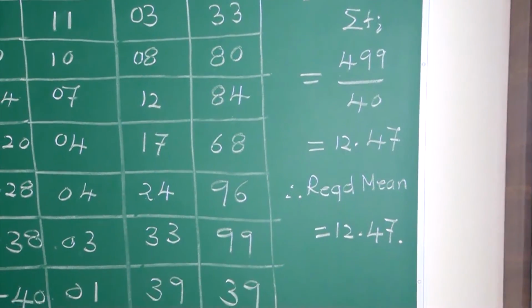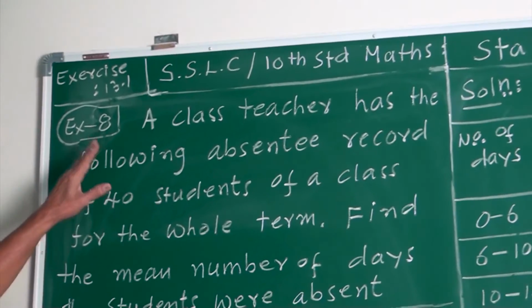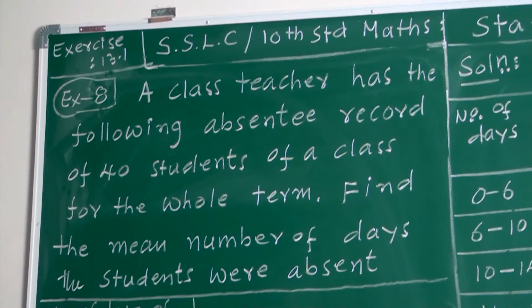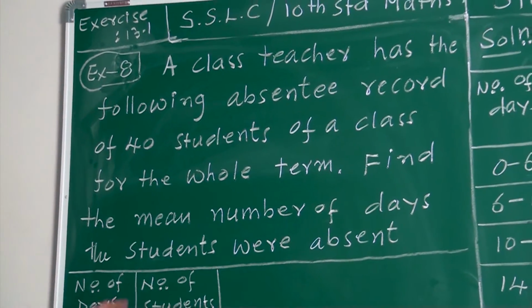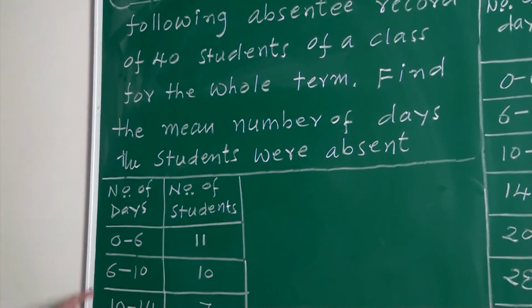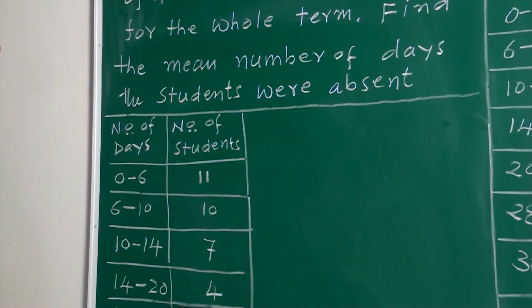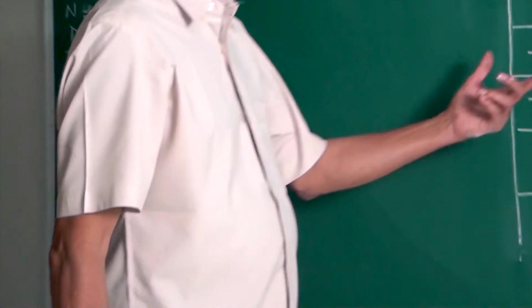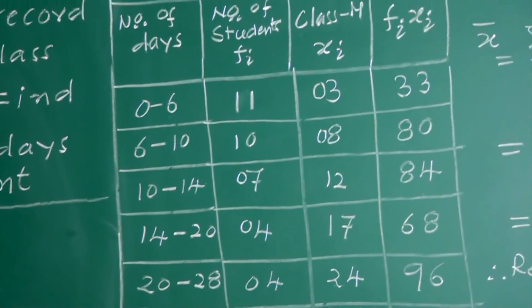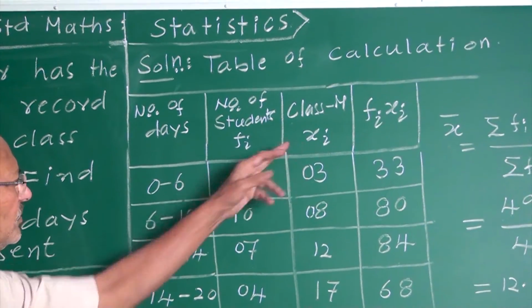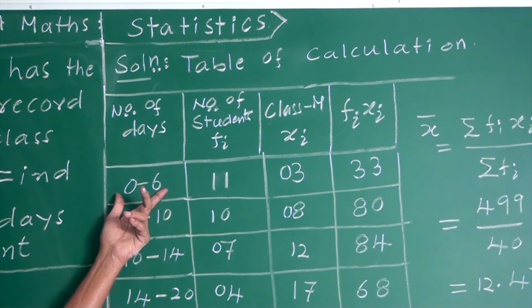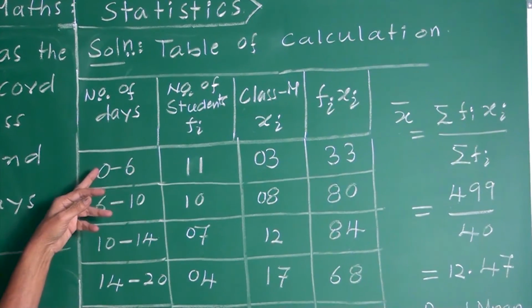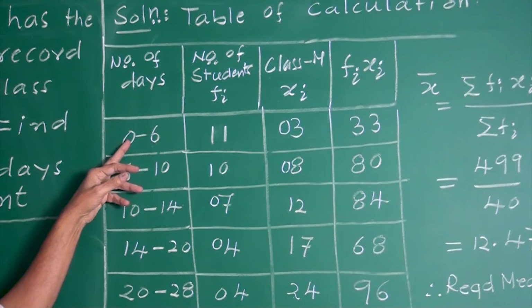Yes, my friends, see, this is the given example. This is a frequency distribution. Same simple examples, my friends. First you have to write the given two columns as they are. What is the third column? Class mark. What is class mark? Upper limit plus lower limit divided by 2.